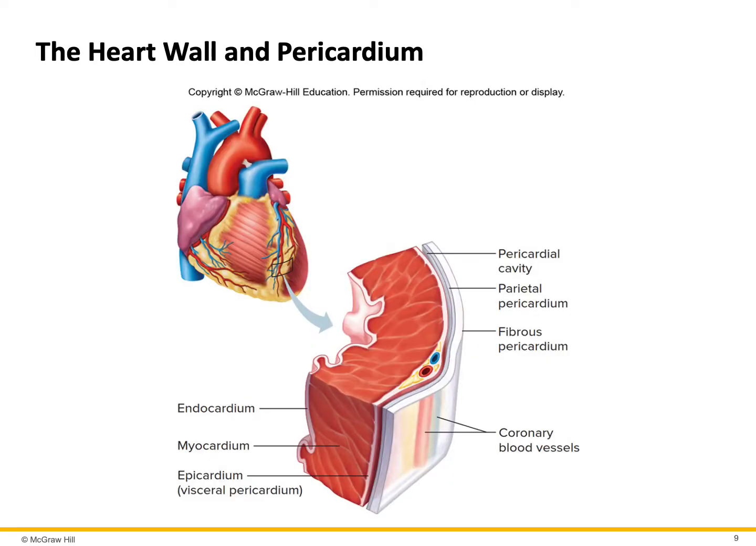So next we have the layers of the heart. If we make a section of the heart and study it under a microscope, you will see that there are three layers. From inside to outside, these layers are endocardium, myocardium, and epicardium. The endocardium is actually made of simple squamous epithelial cells.